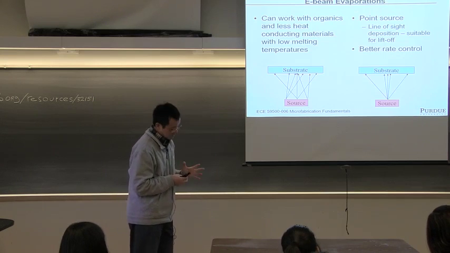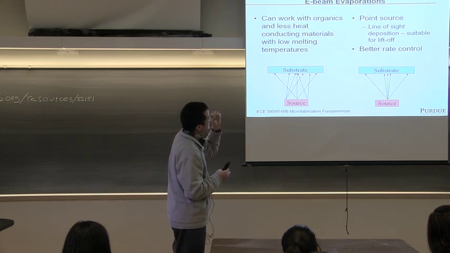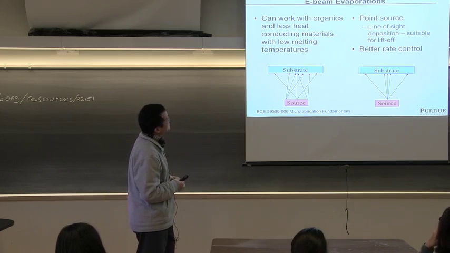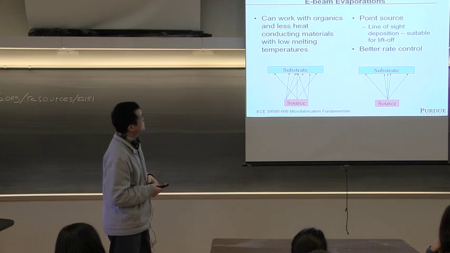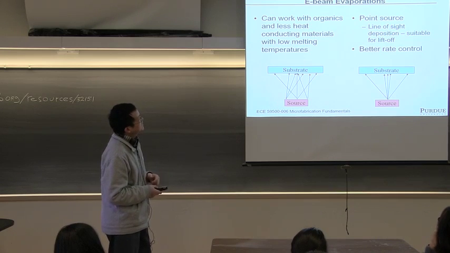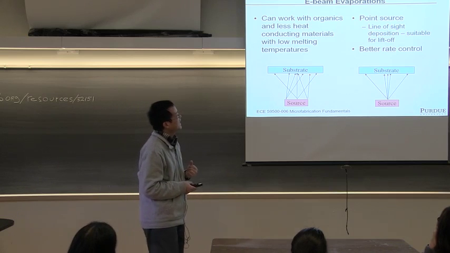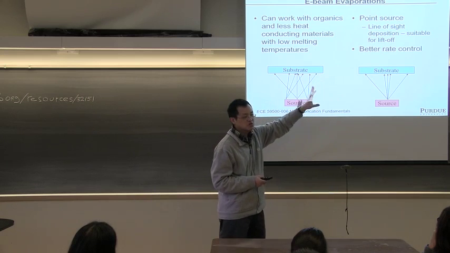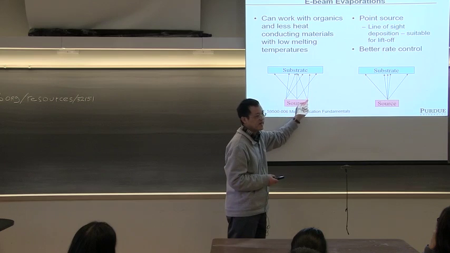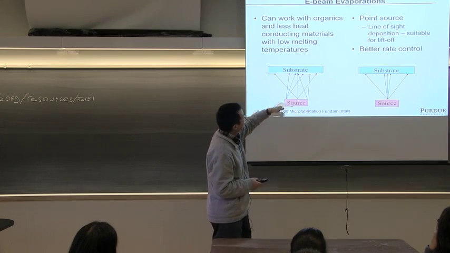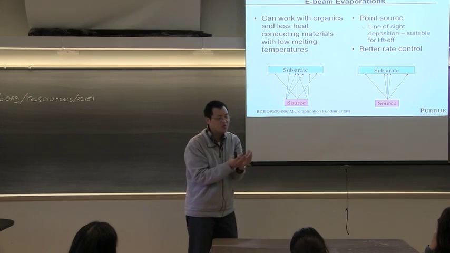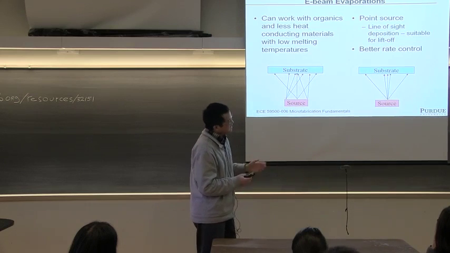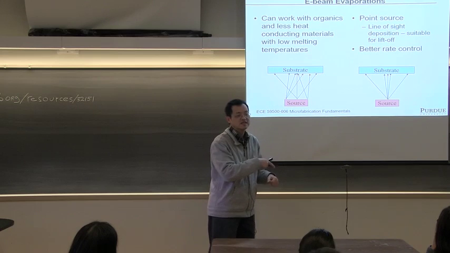So let's take a look at what the difference is between thermal and E-beam evaporation. Thermal evaporation can work with organics and less heat conducting materials with low melting temperatures. E-beam evaporation can be made a point source. E-beam is also capable of a broader evaporation area. But for thermal evaporation, there's really no way to say, okay, I want all the material coming from a point, right? You are heating the boat and everything comes out.